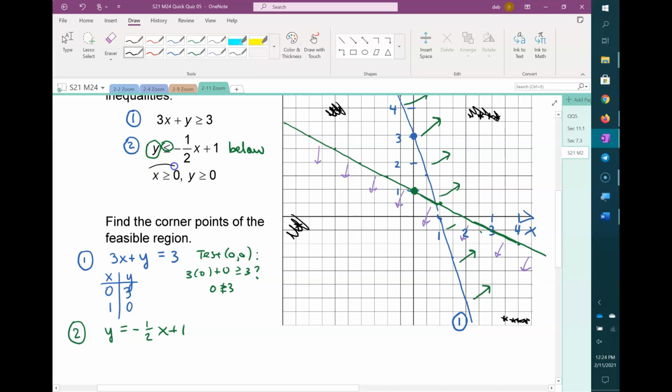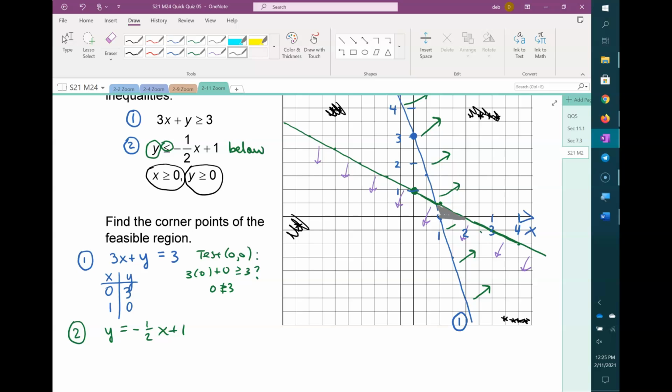Okay, now I need to incorporate the information that says x and y both need to be positive. I need only the part in quadrant 1. So that's going to give me a boundary for my feasible region on the x-axis and the y-axis. So now I can see my feasible region is this little triangular region. I need to see evidence of how you decided where to shade, your shading, and then your final feasible region here. Okay, so that's find the feasible region.